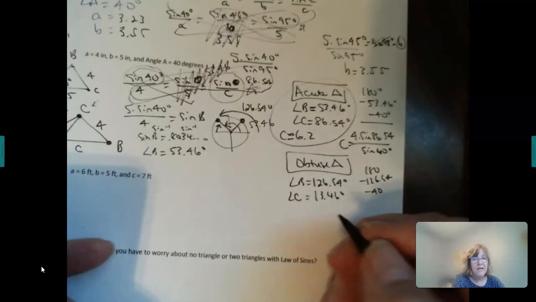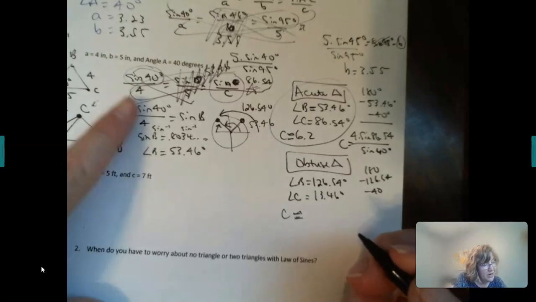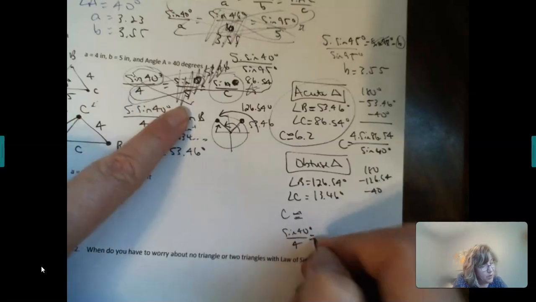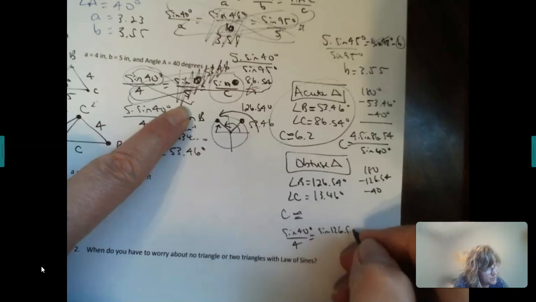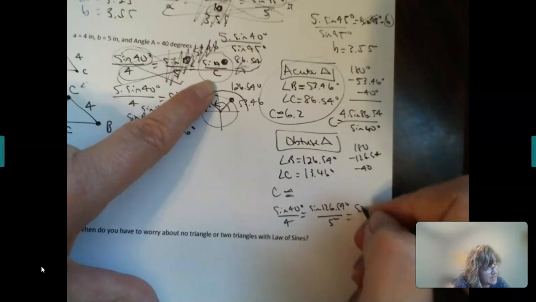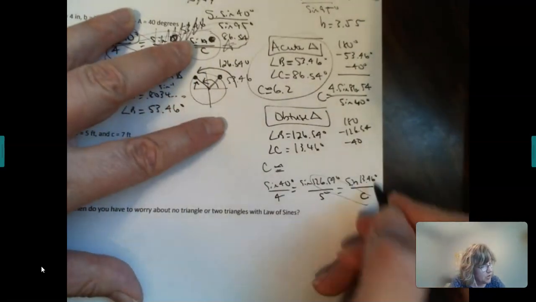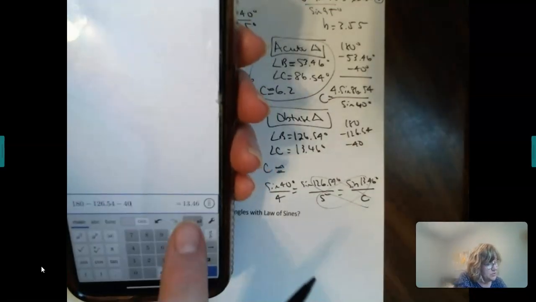And then I need to figure out side c, right? So let's go back. I have sine of 40 over 4. And then now I have sine of 126.54 over 5. And then for sine C, I have sine of 13.46 over c. Now I'm going to have to use some rounded numbers here. So I'm just going to cross multiply and divide. Notice there's no sine on the c. So you just do the math.